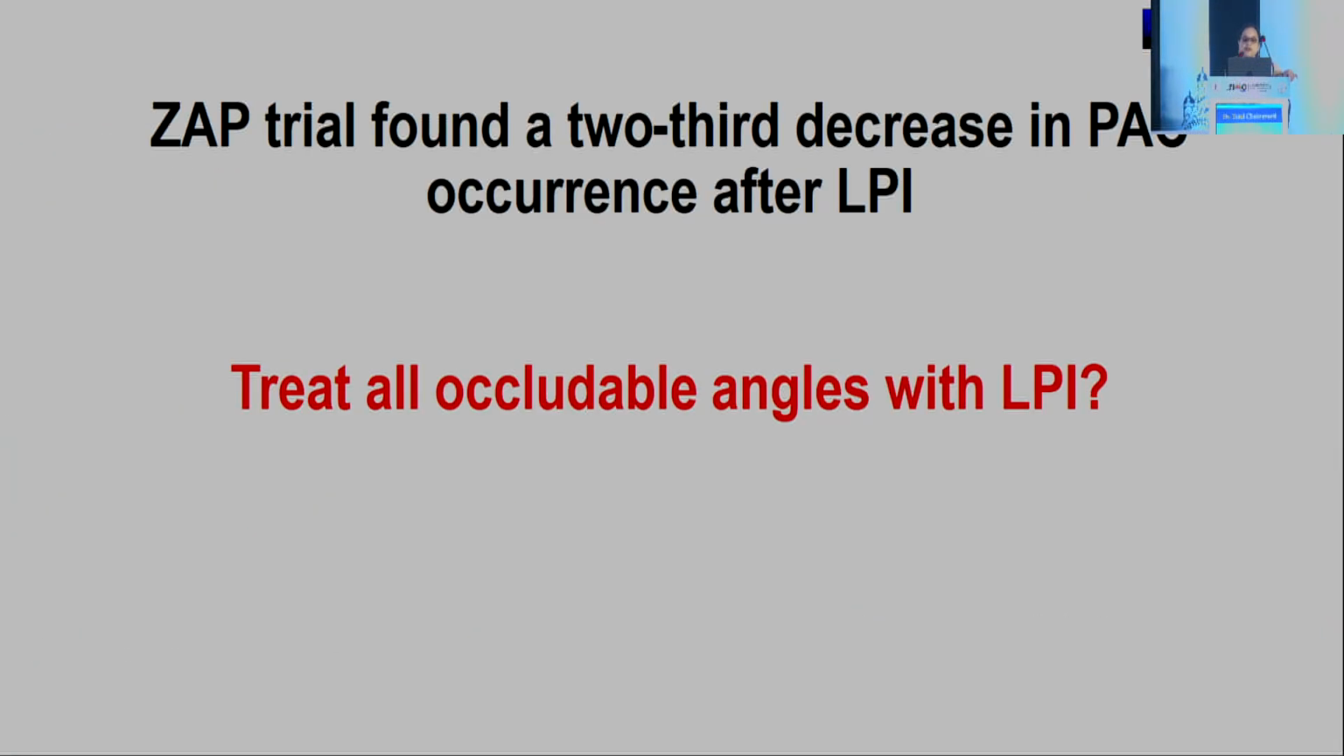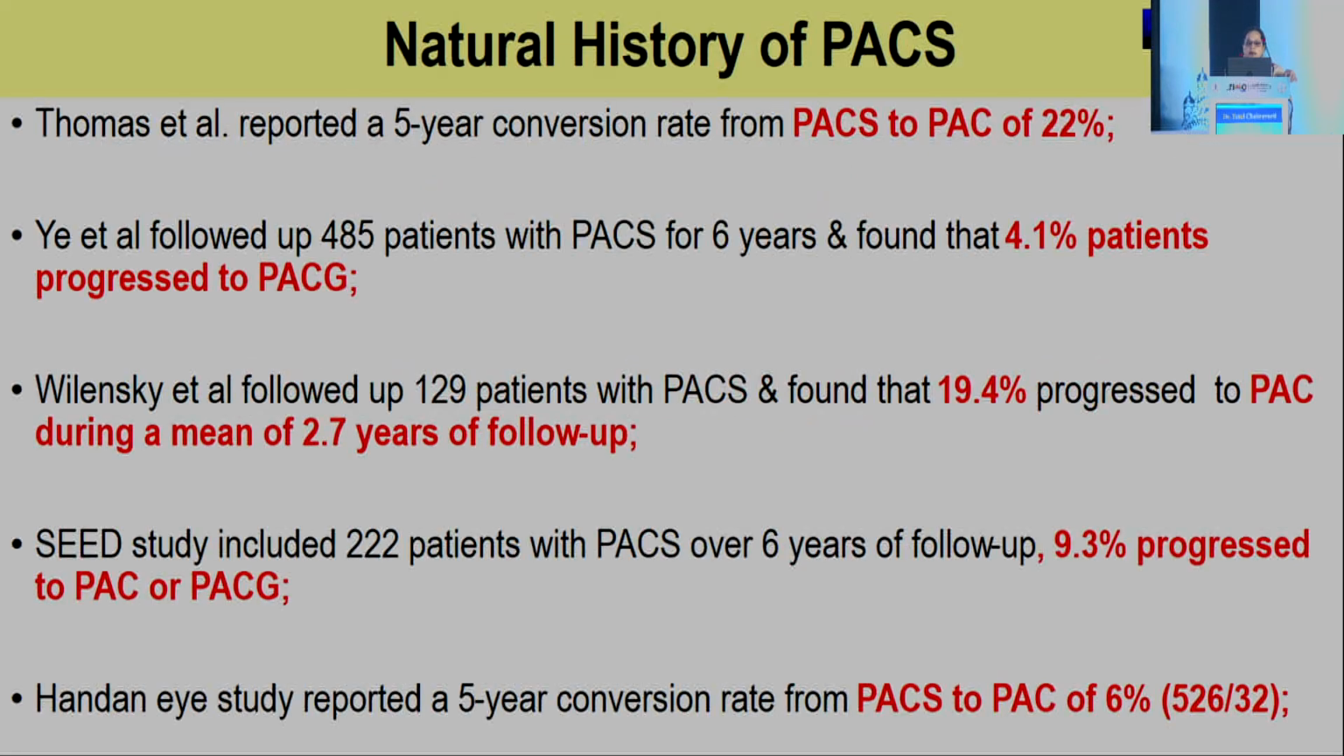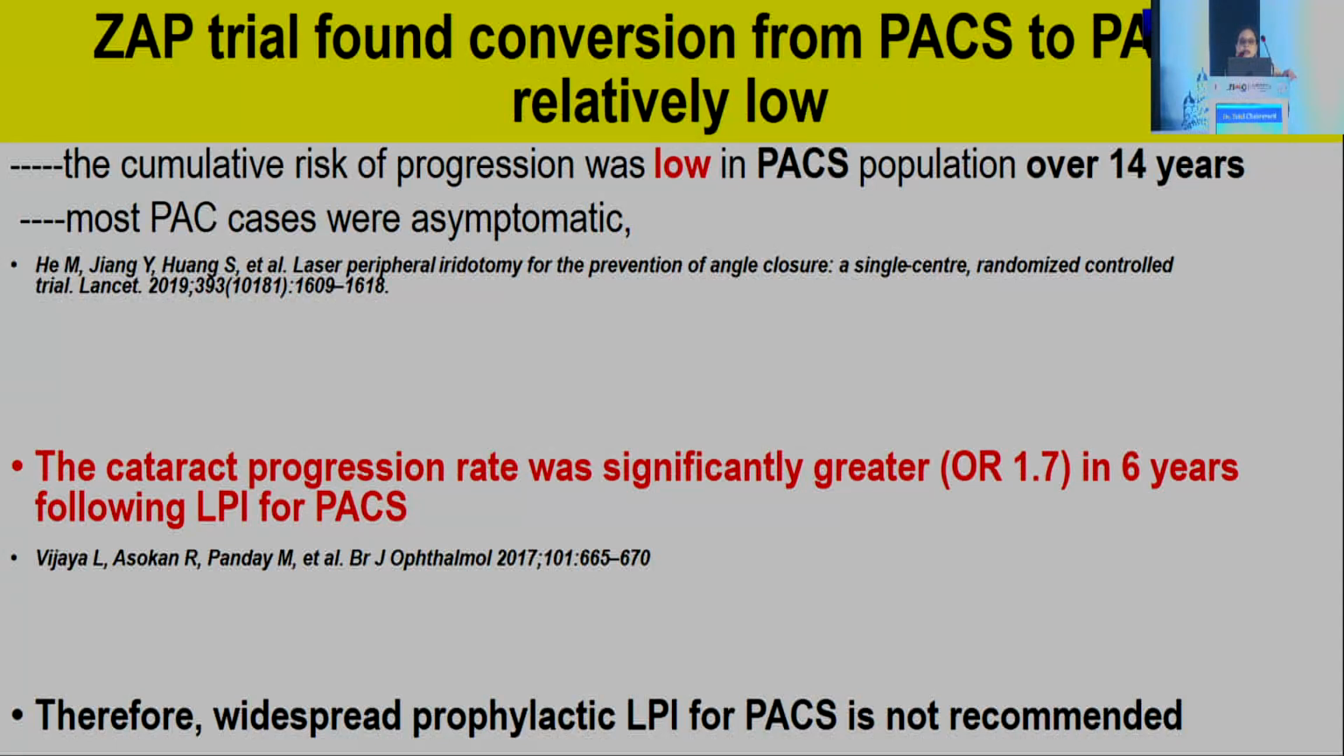Now, the ZAP trial found a 2/3 decrease in PAC occurrence after LPI. The question is, in that case, should we treat all occludable angles with LPI? In that case, we have to follow the natural history of PACS. How much PACS is converted to PAC? Again, the ZAP trial found conversion from PACS to PAC is relatively low, and most PAC cases were asymptomatic.